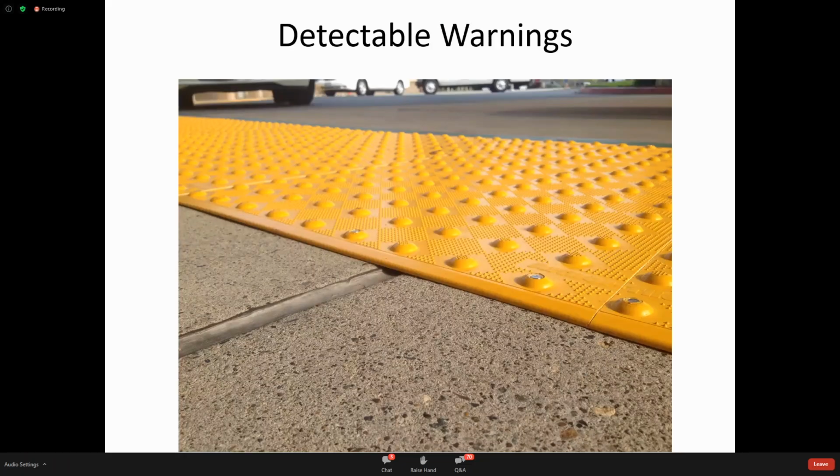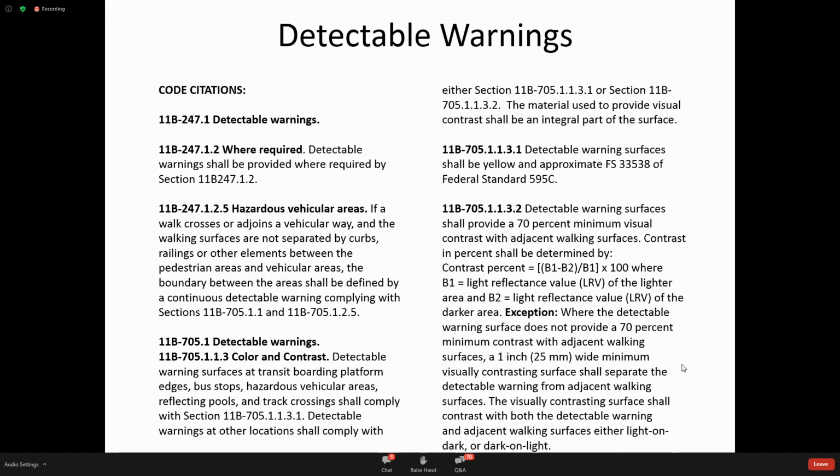I have spoken to this issue as part of those hearings. I've had an issue with one piece of it, but the rest of it I think is truly outstanding. I want to go through the code sections because this is so frequently misunderstood. The issues we run into are the hazardous vehicular area requirements. I know you guys have probably run into this before, so I want to cut to the chase.